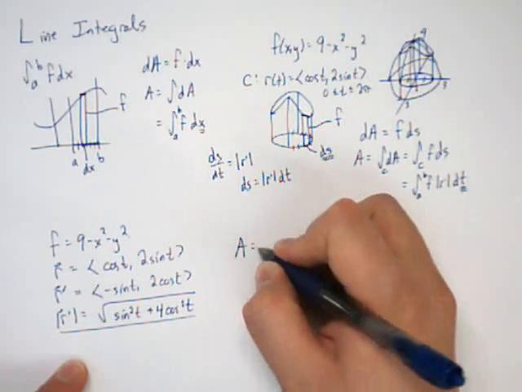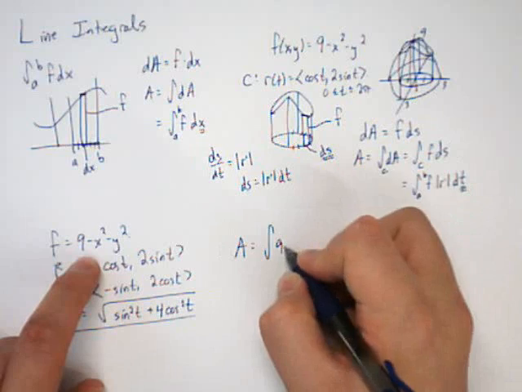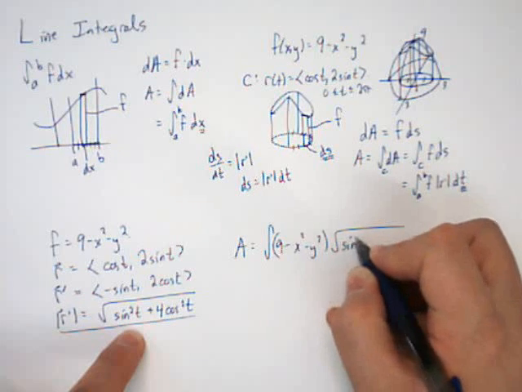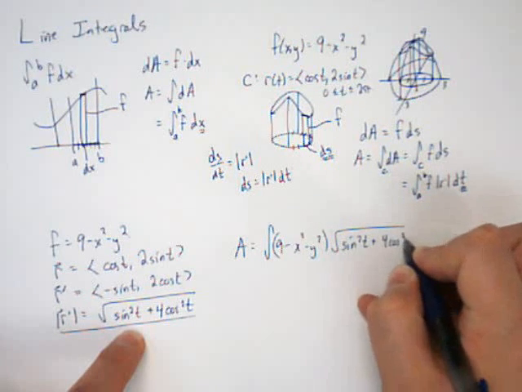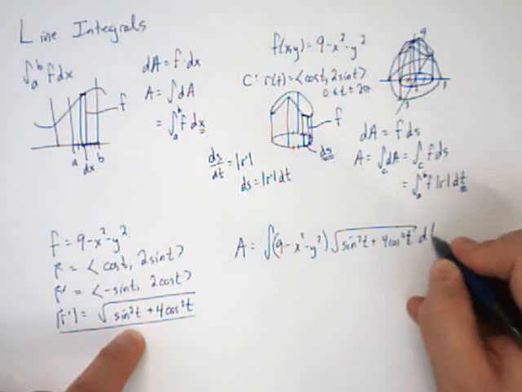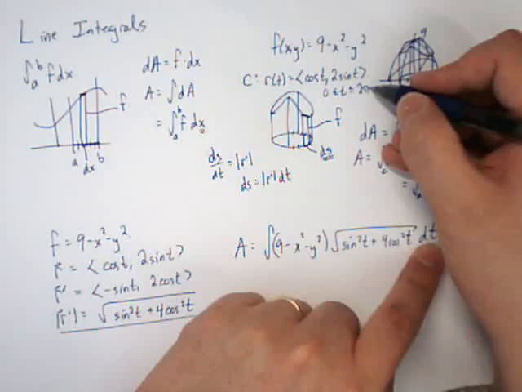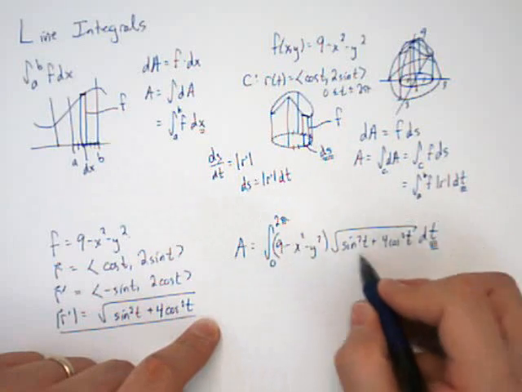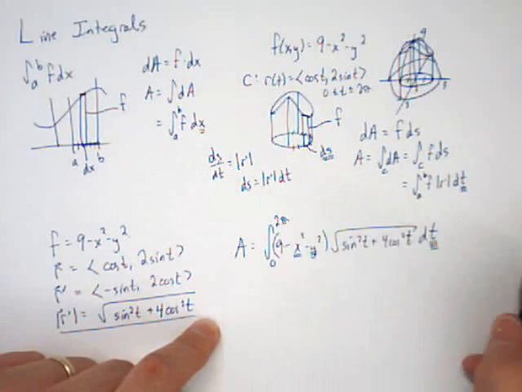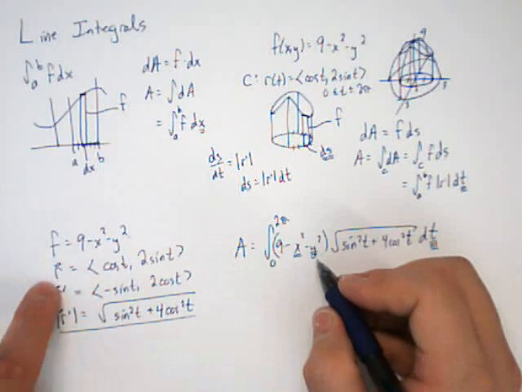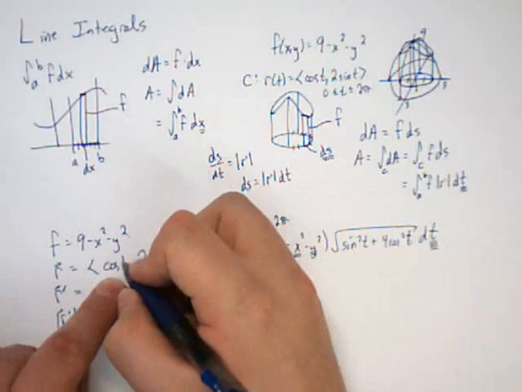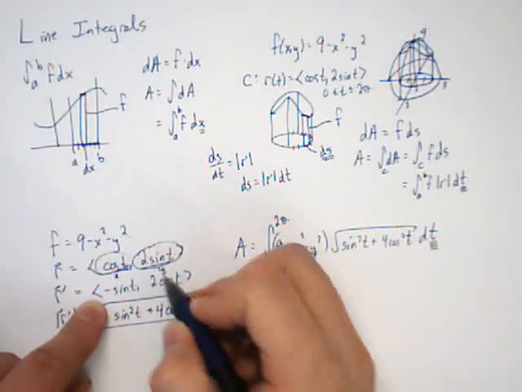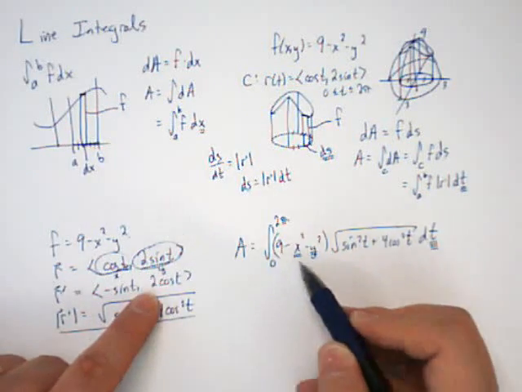So if I want area, I've got to integrate f, which is 9 minus x squared minus y squared. I need my speed, which I've got, square root of sine squared t plus 4 cosine squared t. And then I need a dt. Now, the t, I need bounds. There's 0 to 2 pi. So I'll add the 0 to 2 pi on. Now, because this is in terms of t, every variable should be in terms of t. Hold on, we've got an x and a y. They need to be rewritten in terms of t. Well, we go back to our parameterization, and the parameterization tells us what x is and tells us what y is. So this is x, this is y.